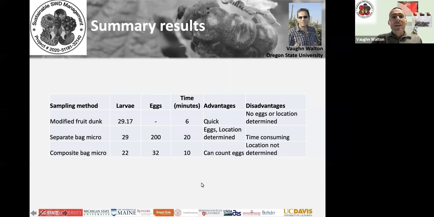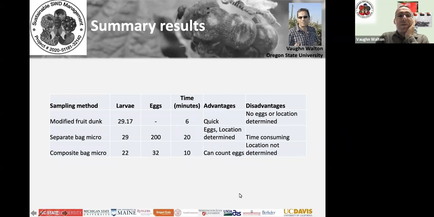Generally speaking, when we're comparing those 3 methods with each other, the disadvantage of the modified fruit dunk is that we're not seeing eggs, as you can see in the middle here. The advantage is that it's really quick. It's only taking about 6 minutes to take those samples. If we compare that with our separate bag microscope, it's about a quarter of the time.